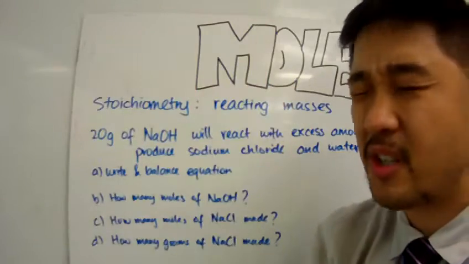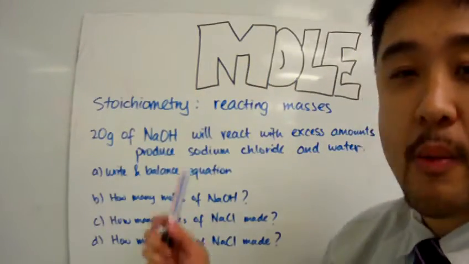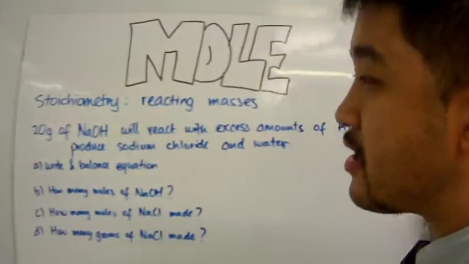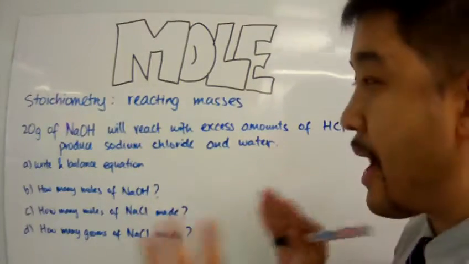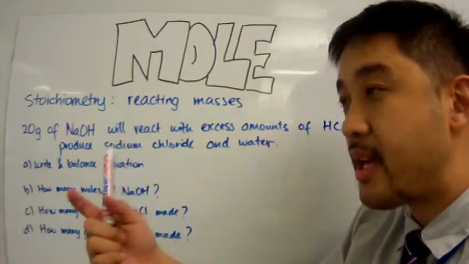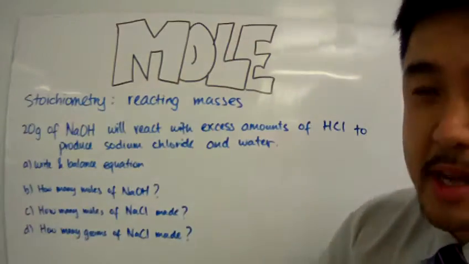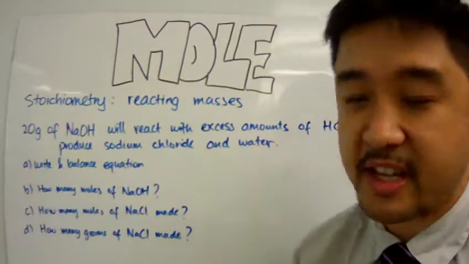We're gonna do stoichiometry, which is the study of relationships between two or more different substances. I'm not gonna go into the formal definition of it. We're gonna talk about the stoichiometry of reacting masses. You take a mass of something, react it with something else, and you're supposed to figure out the mass of other things.